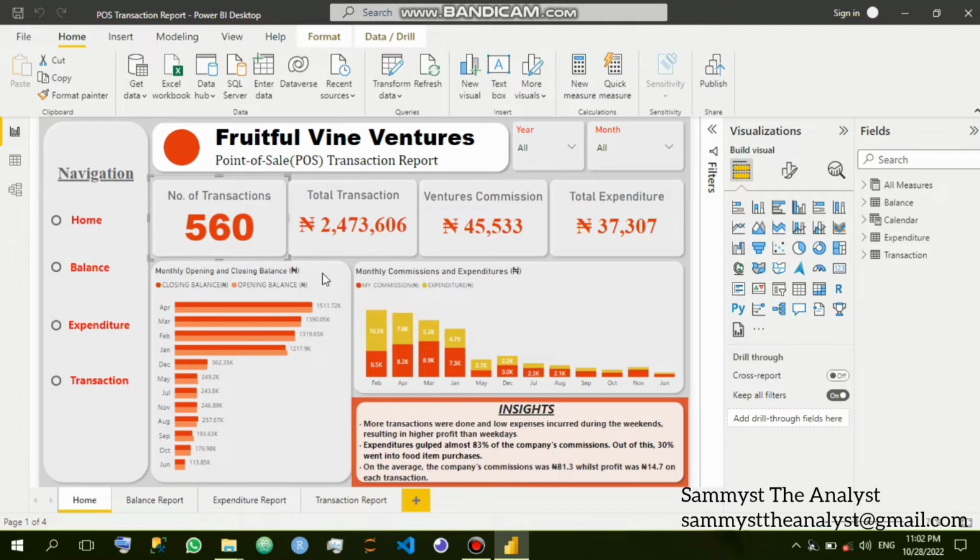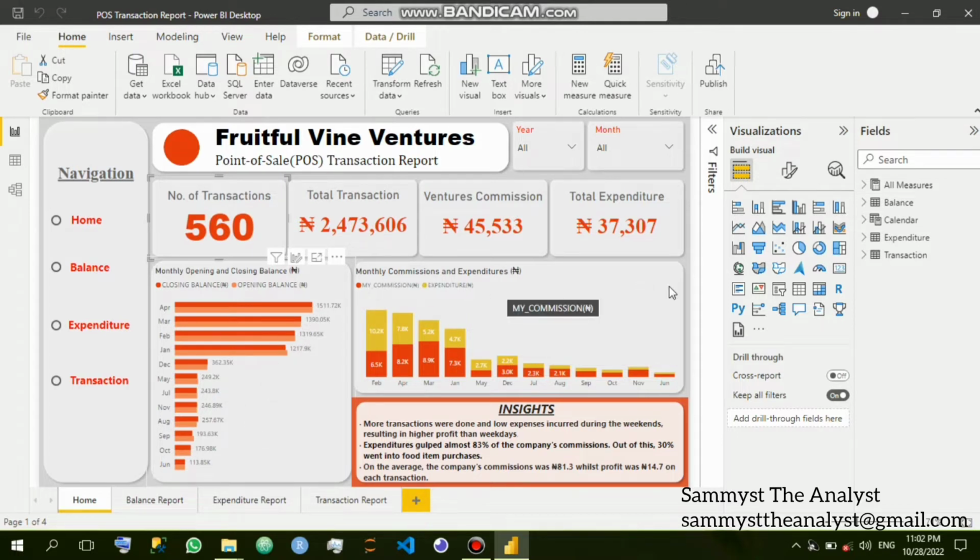Now when you come to this particular visual, this is the horizontal bar graph that shows the relationship between the closing balance and the opening balance for each month. Based on what we can see here, the month of April has the highest amount of closing balance and opening balance, while June has the lowest.